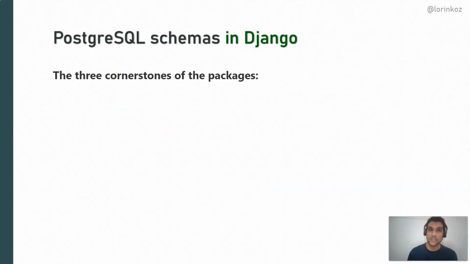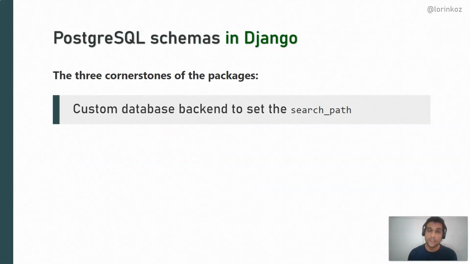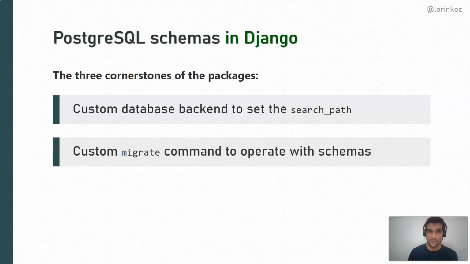Now, the cornerstones of these packages are, number one, they all define a custom database backend in order to set the search path so that all subsequent queries can be done in the right schema. They also have a custom migrate command in order to operate with schemas because Django by default doesn't know what schemas are.